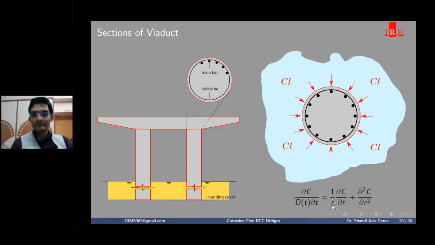In this relationship, capital C indicates the chloride concentration inside the structure or component. Capital DT indicates the diffusion, which I have shown you previously, and how it changes with time. Small r indicates the radius, because this is a circular pier, it will have a radius, and small t indicates the time function. This is a partial differential equation that we are going to use in our design.